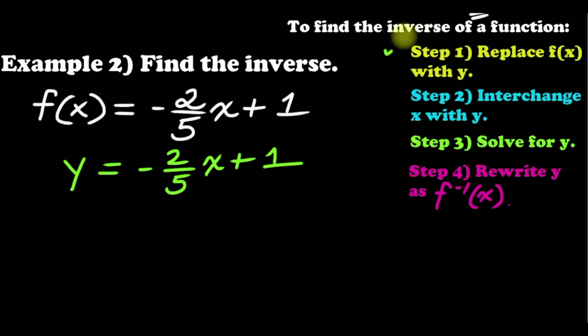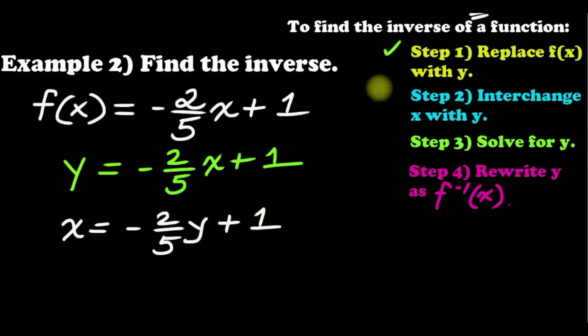Okay, so that's step 1. And then you interchange x and y. So you switch the x and the y. Here you have x equals negative 2 over 5y plus 1. Okay, that's step 2.